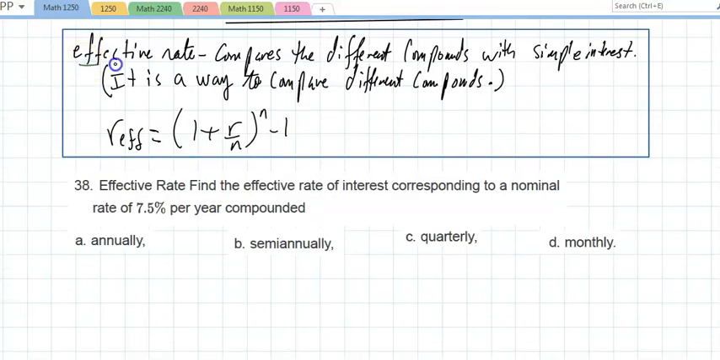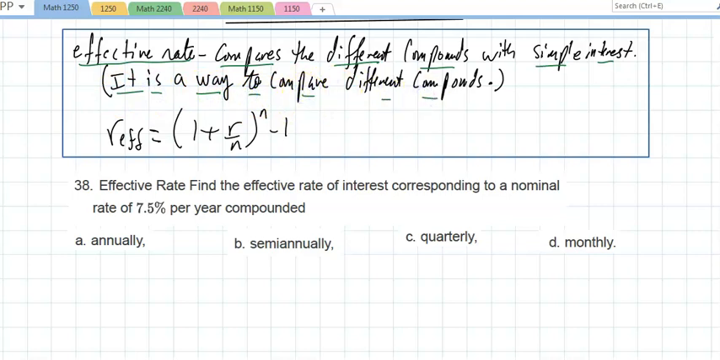The next problem up is number 34, and they're changing things slightly here. Effective rate is a key component of this section. What it does, it compares the different compounds with simple interest. Basically, it's like a scale. So here you have a bank that says, we're going to give you quarterly for this many years, and another bank says, well, no, we will give you a bit less of an interest, but we will increase and give you daily. So if you want to compare all of these together, it is a way to compare different compounds.